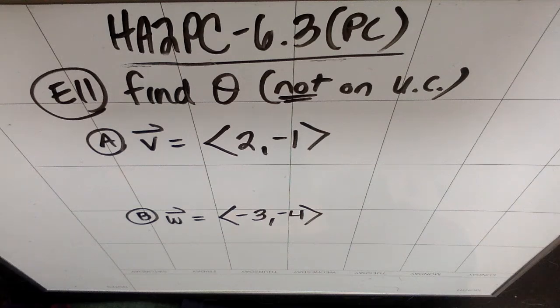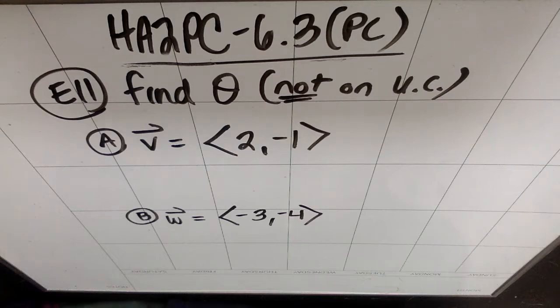So this is Honors Algebra 2 Pre-Calc. We're doing 6.3 in Pre-Calculus. This is example 11, which is finding a directional angle of vectors when the angle is not something you're going to find in the unit circle. So I'm ruling out all of those 45s and 30s and 60s and nice happy things.